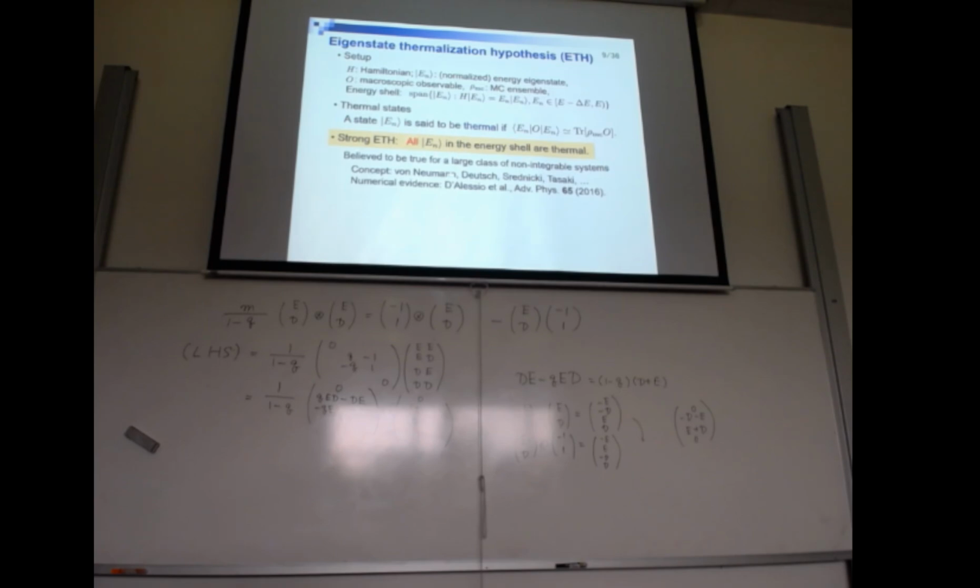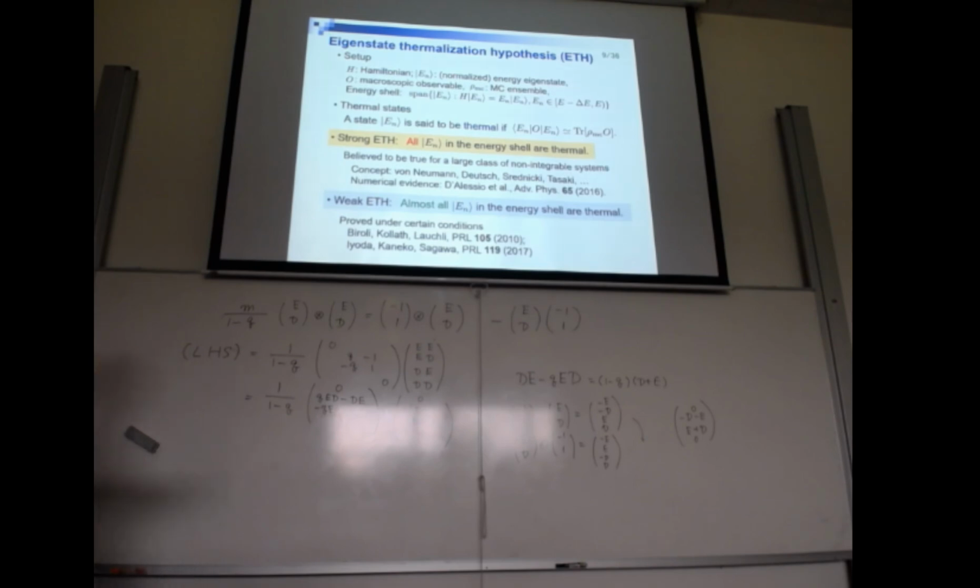And this is believed to be true for a large class of non-integrable systems, but there is no proof. Conceptually, it was introduced by von Neumann and others, again and again in the history, and there is a lot of numerical evidence for strong ETH. And there is a weak version of ETH, which states that almost all E and K in the energy shell are thermal. And this was proved under certain conditions, like if you assume translational invariance or locality of interaction. But it was not proved in the most general setup.